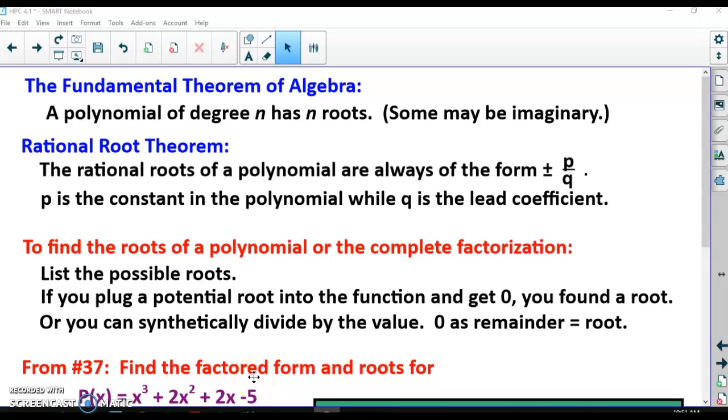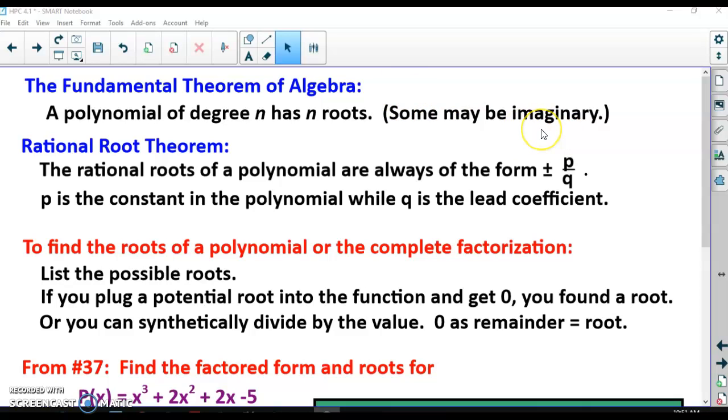Hi everybody, this is the video that will hopefully take you through some of the things that are in section 4.13 of our pre-calc curriculum. Basically, we're talking about the fundamental theorem of algebra today. The fundamental theorem of algebra essentially says that if the polynomial has a degree of n, then it has n roots. Now, the catch on that is that some of them might be imaginary.